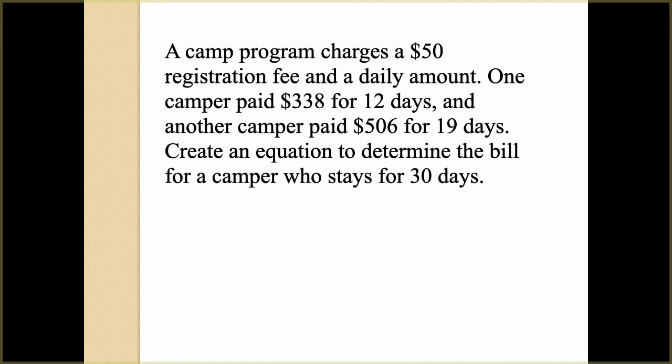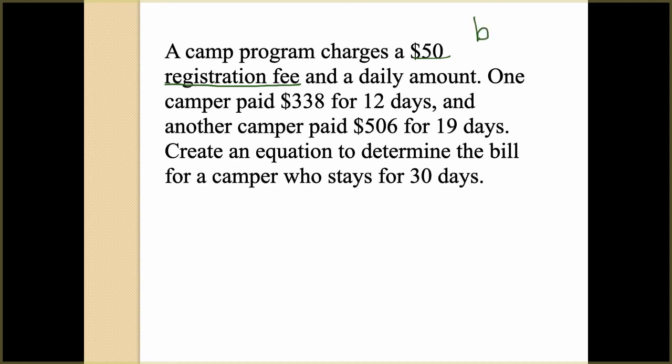For this section, to write the equation of a line, because we're doing slope-intercept form, we need to have a slope and an intercept. So we need to look to see if we can figure out what our slope and intercept are. Well, in here, we have a camp program that charges $50 registration fee. This is my initial amount. So if I don't even go for a day, I just register, it costs me $50. This is my b. This is my intercept.